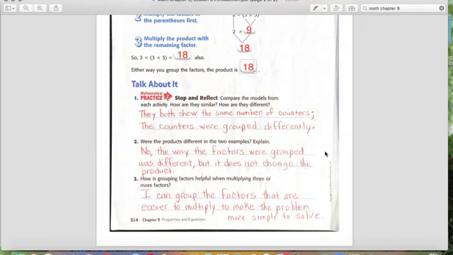All right, I hope you guys are doing well. After you've finished copying down those sentences, I want you to work on pages 515 and 516 and do all of the problems.